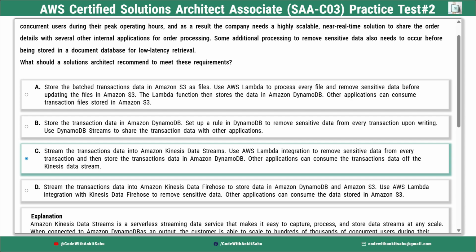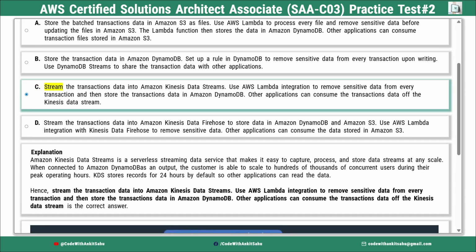Correct answer. Option C. Stream the transactions data into Amazon Kinesis data streams. Use AWS Lambda integration to remove sensitive data from every transaction and then store the transactions data in Amazon DynamoDB. Other applications can consume the transactions data off the Kinesis data stream.